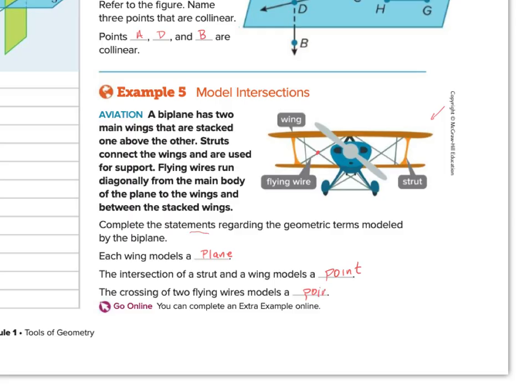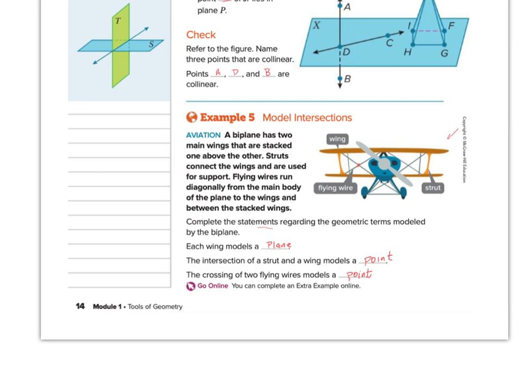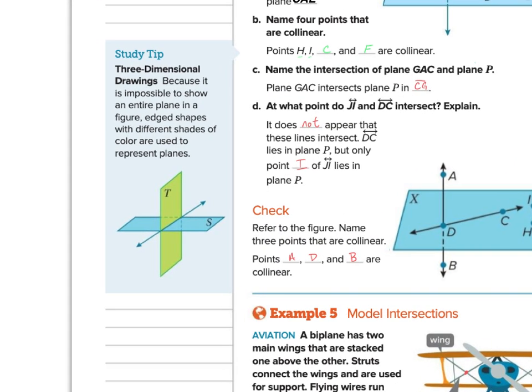So it's just a matter of being able to identify what those terms are and understanding the definitions. I will just say that I think there are some gaps in this image that could draw to question your understanding of what is modeled by those terms. So just keep that in mind, that we'll try to make it more precise to where there's no ambiguity. And one last thing, 3-dimensional drawings. Because it is impossible to show the entire plane in a figure, edge shapes with different shades of color are used to represent these planes.